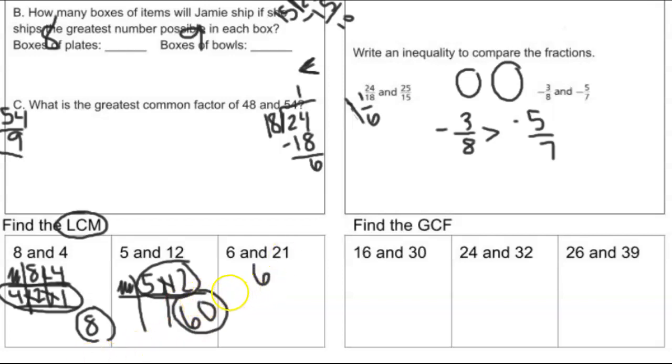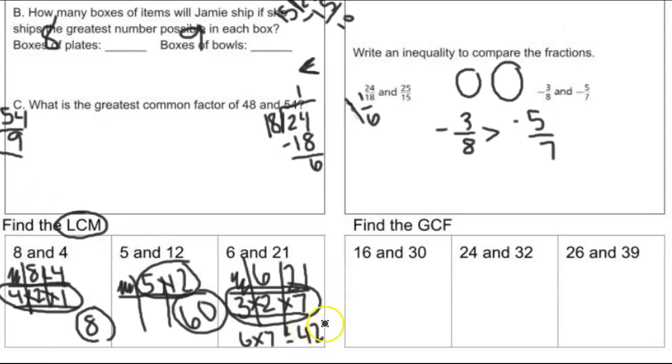Okay, and then we have 6 and 21. This is our last LCM one. Hopefully your lines are a little straighter than mine. 3 goes into 6 twice because 3 times 2 is 6, and 3 times 7 is 21. I'm going to multiply these all together now. 3 times 2 is 6. 6 times 7 is 42.